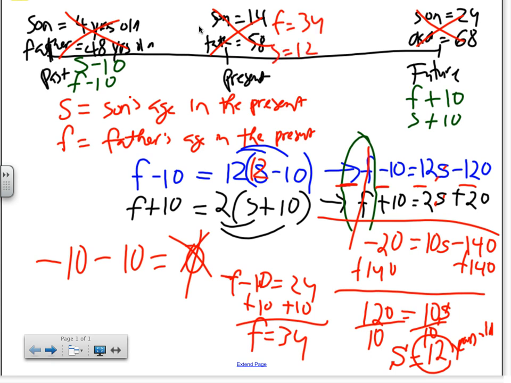Let's see if it makes sense. That means 10 years from now, how old will the father be? 44, and the son will be? 22. So isn't 44 double 22? So that's good. Let's go back to the past. If you go back 10 years, the father will be 24 and the son will be 2. So is that 12 times? It works. There it is.